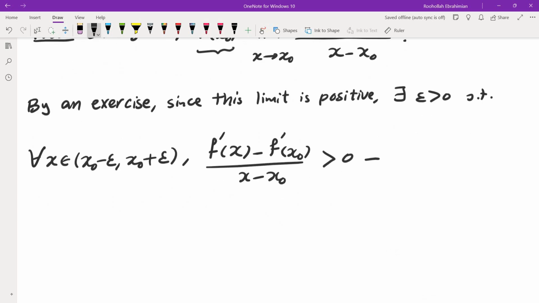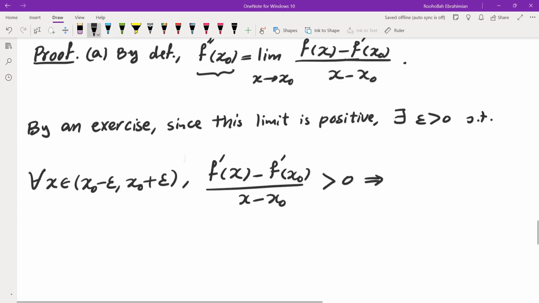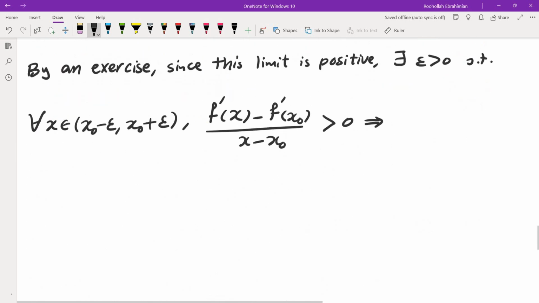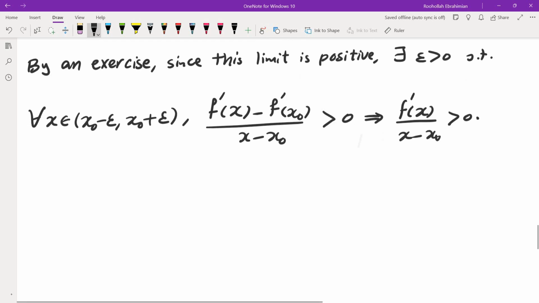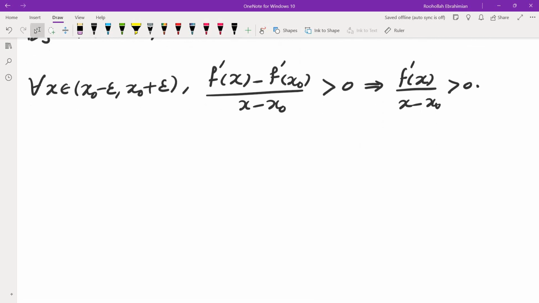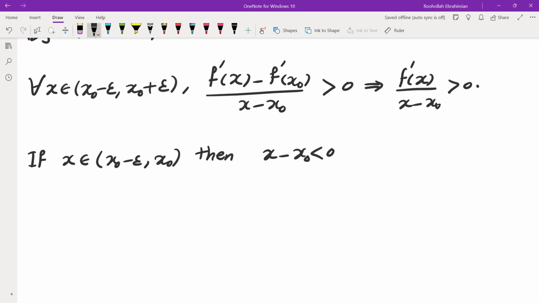Now, if you replace f prime of x0 by what it is, which is 0, we get f prime of x over x minus x0 is positive. Now, notice what happens if we look at x that is inside x0 minus epsilon to x0. Then x minus x0 is negative, and therefore the numerator must also be negative.